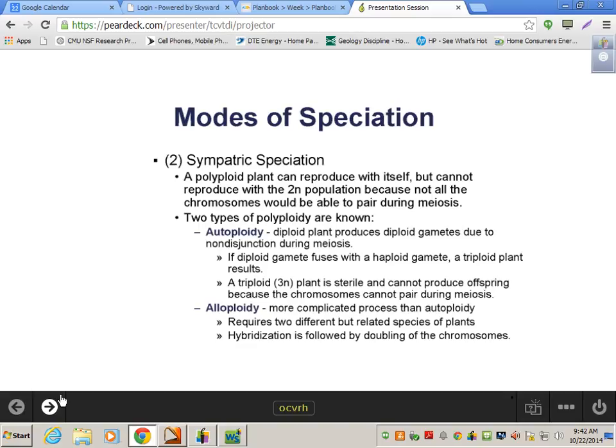And then there's this thing called alloploidy, which is a more complicated process than autoploidy, and it requires 2 different but related species of plants. And this is where you get hybridization that's followed by doubling of the chromosome number.